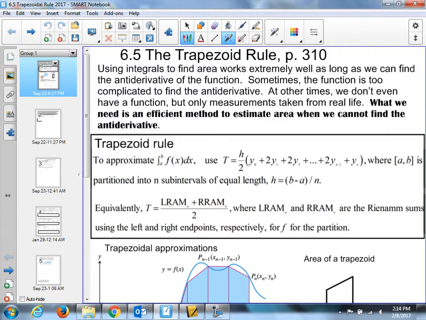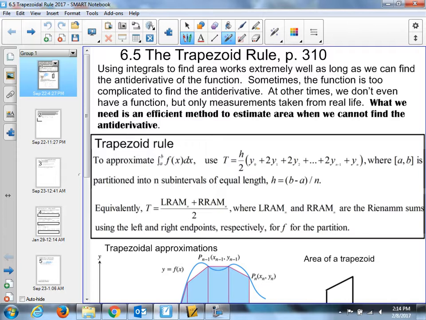Thank you. Sometimes the function is too complicated to find the antiderivative. At other times we don't even have a function, but only measurements taken from real life. So if I had a function for temperatures, daytime highs over a year, 365 days or something like this, it wouldn't be a perfect match for a cosine or something like that. It would be all over the map. I wouldn't have an equation for that function. So then, what we need is an efficient method to estimate area when we can't find the antiderivative.